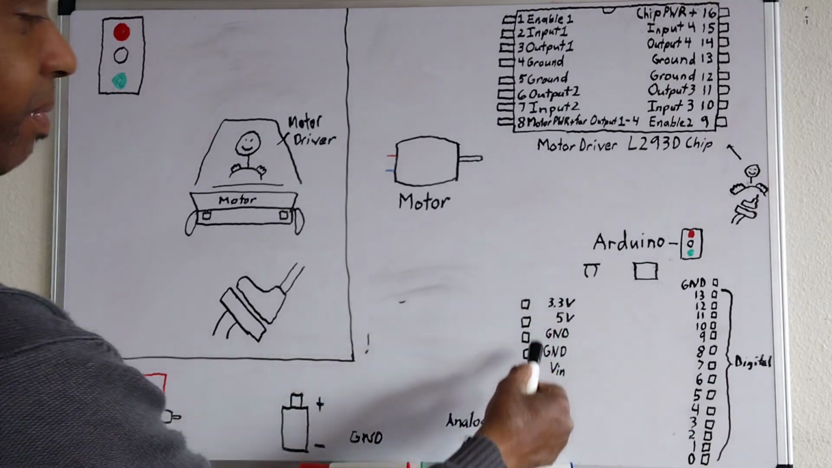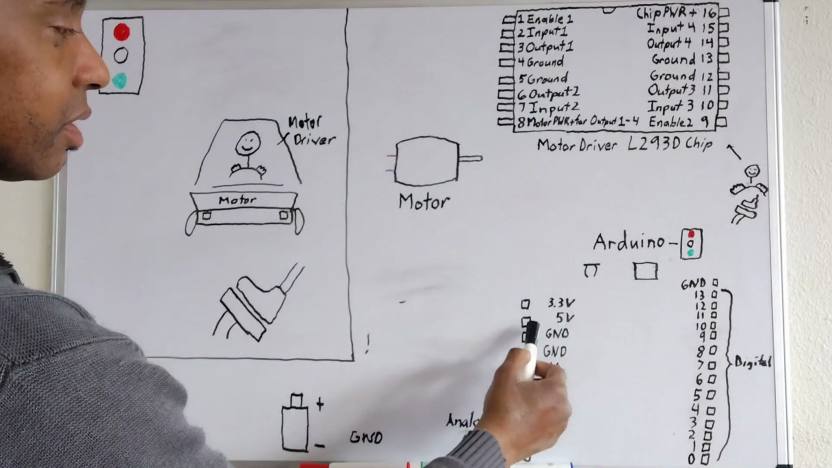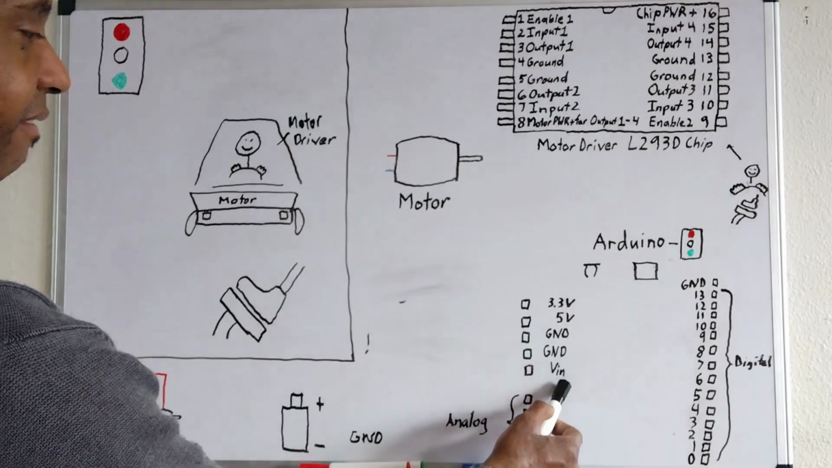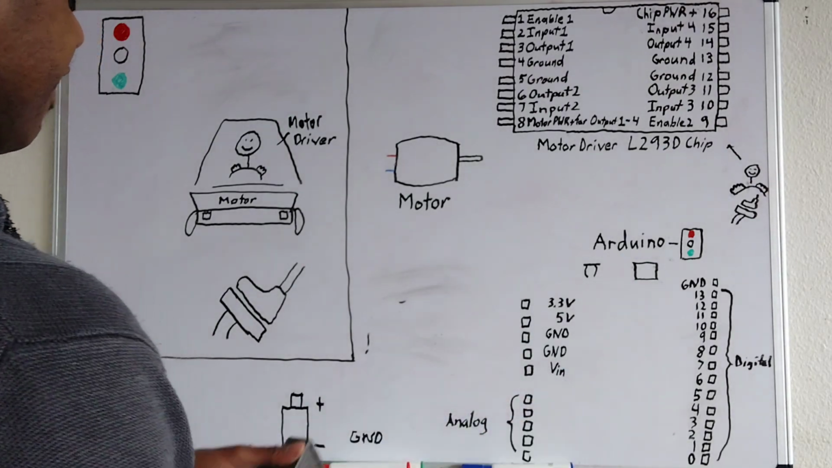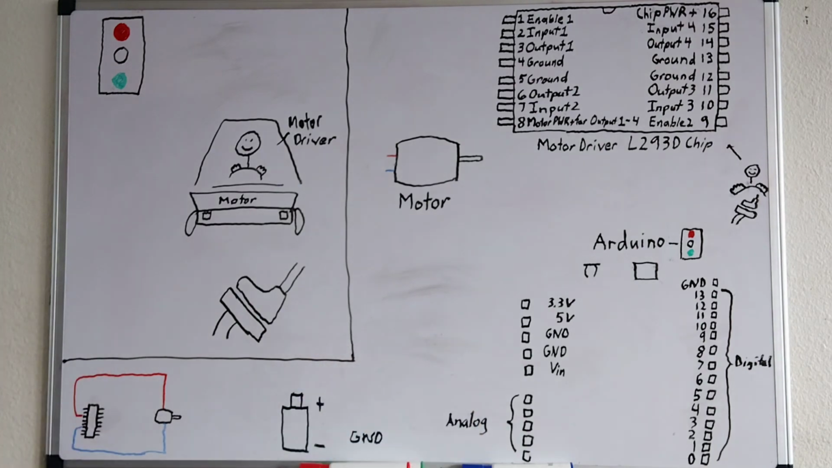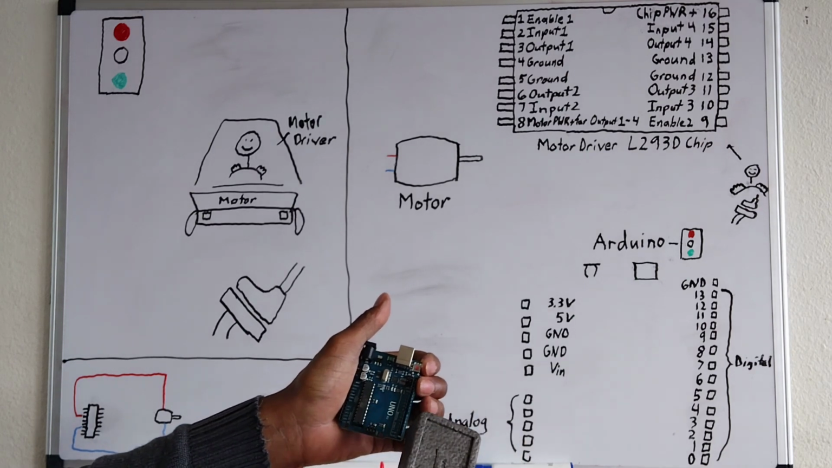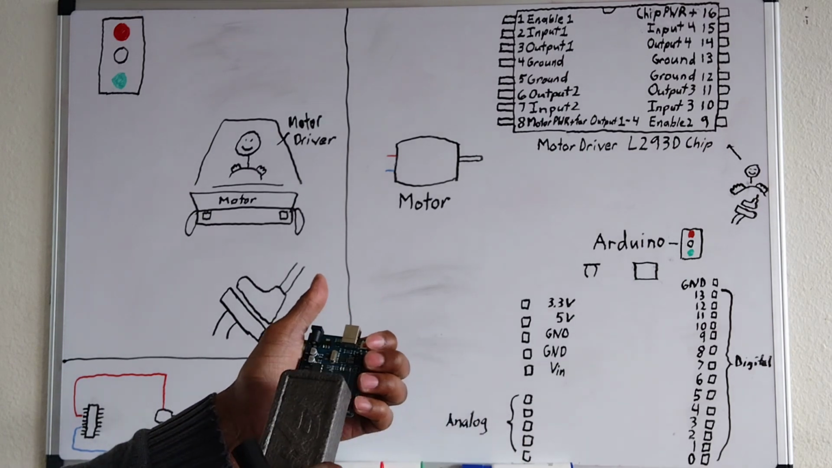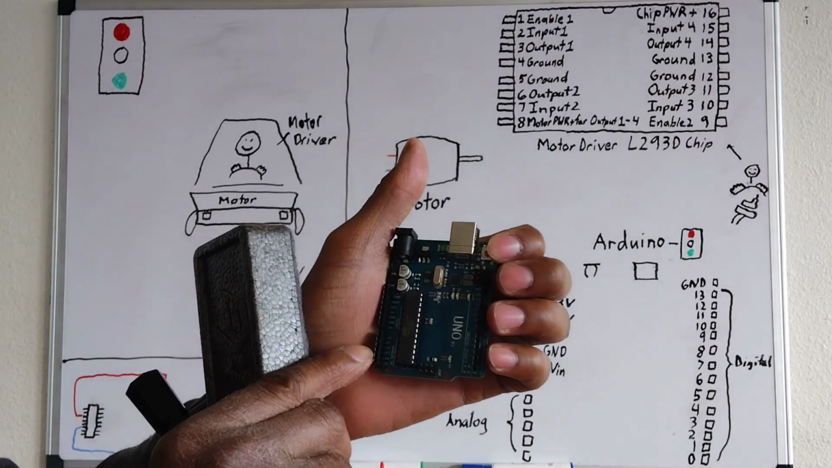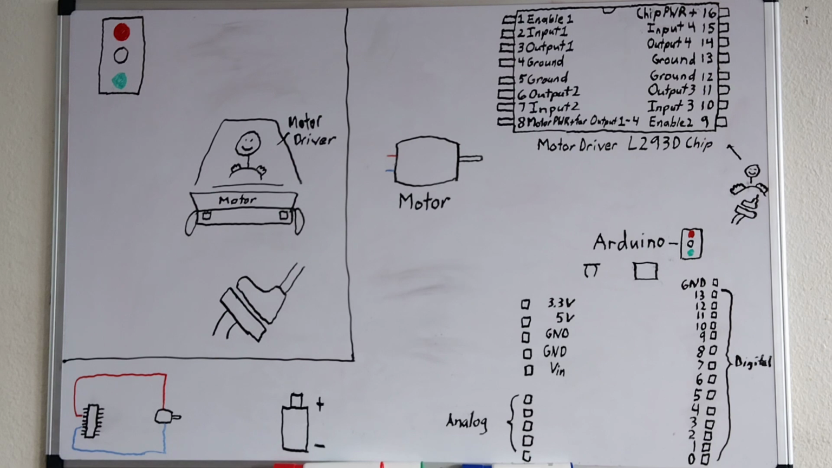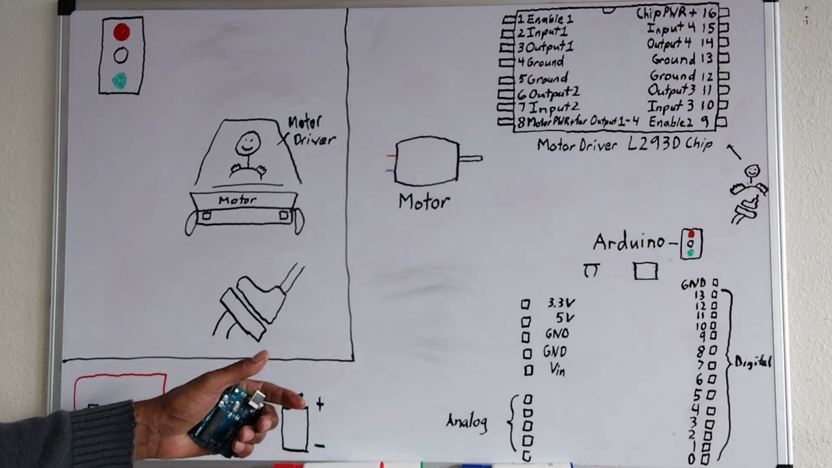Okay, over here we have the power things. 5 volts, 3.3 volts, ground, and VIN. We're not working with VIN right now. Okay, so that's basically how Arduino is set up. Ground and 0 through 13. And here we have the analogs, and up here we have the power things. Okay, that's how that is.